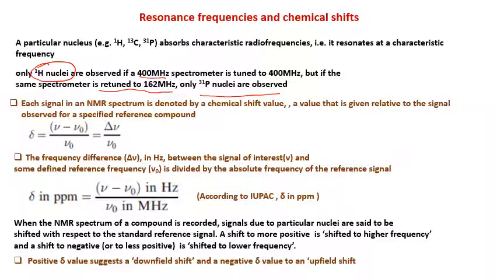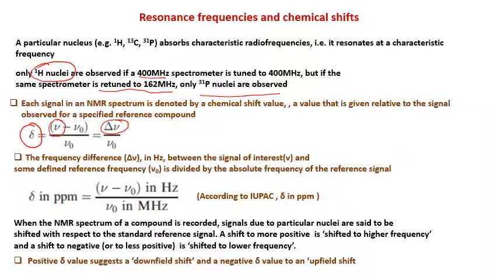Each signal in an NMR spectrum is denoted by a chemical shift value delta, a value that is given relative to the signal observed for a specific reference compound. You can see that this is the chemical shift delta. It is given as a frequency difference, that is, the frequency of your targeted signal, nu of your desired proton or desired nucleus, minus the radio frequency, that is, the signal coming from the reference. For example, for proton NMR and carbon-13 NMR, the reference is tetramethylsilane, TMS. This difference, delta nu, is divided by the radio frequency given for the specific reference compound.